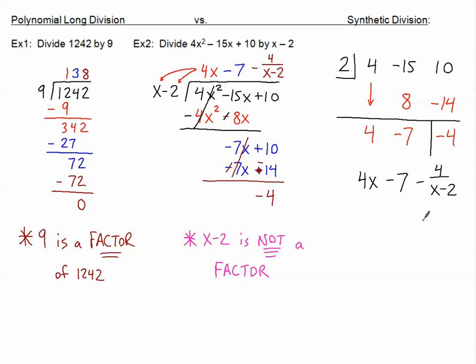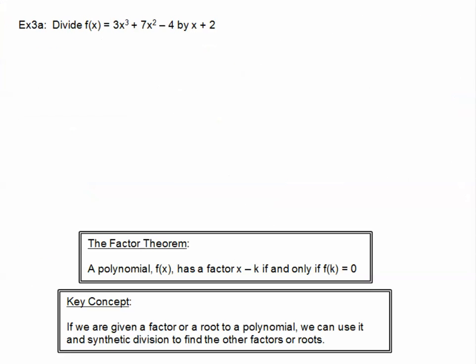We can see that that goes a whole lot faster. It takes up less space. And the numbers are very similar. So if we had the choice, I would much rather do synthetic division. So I'll go ahead and circle that. That is our answer.